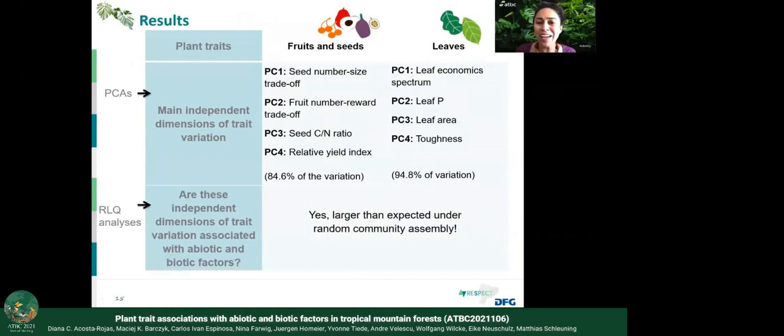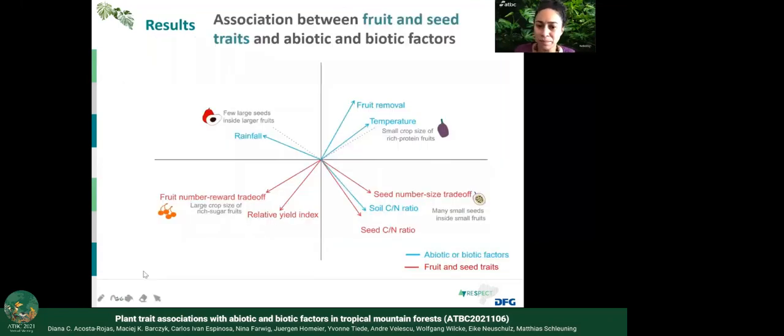After that, we ran an RLQ analysis and we found that the general association between the main independent dimensions of trait variation identified and the abiotic and biotic factors were larger than expected under random community assembly. Let's look at the details. In this graph of an RLQ analysis for fruit and seed traits, red arrows are the main independent dimensions of trait variation. Blue arrows are abiotic or biotic factors. Arrows close together and pointing in the same direction show positive associations, while arrows in opposite directions show negative associations.